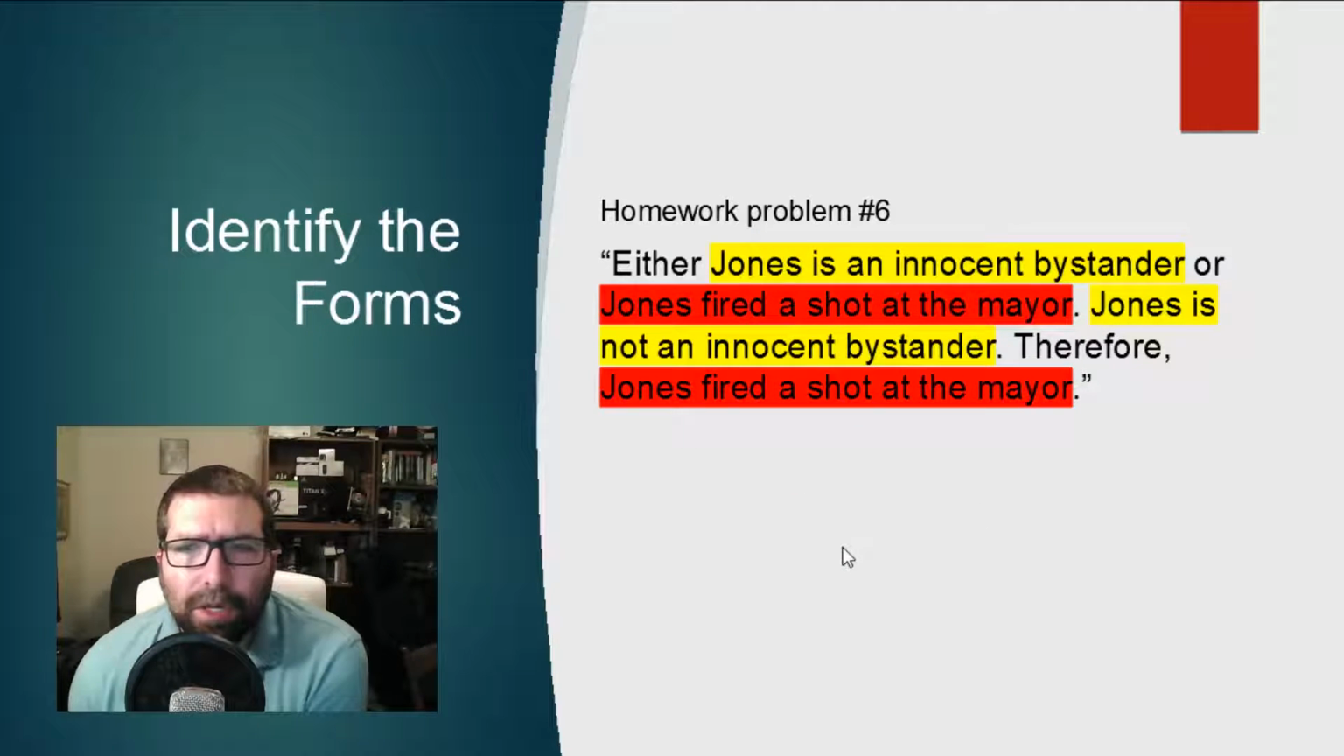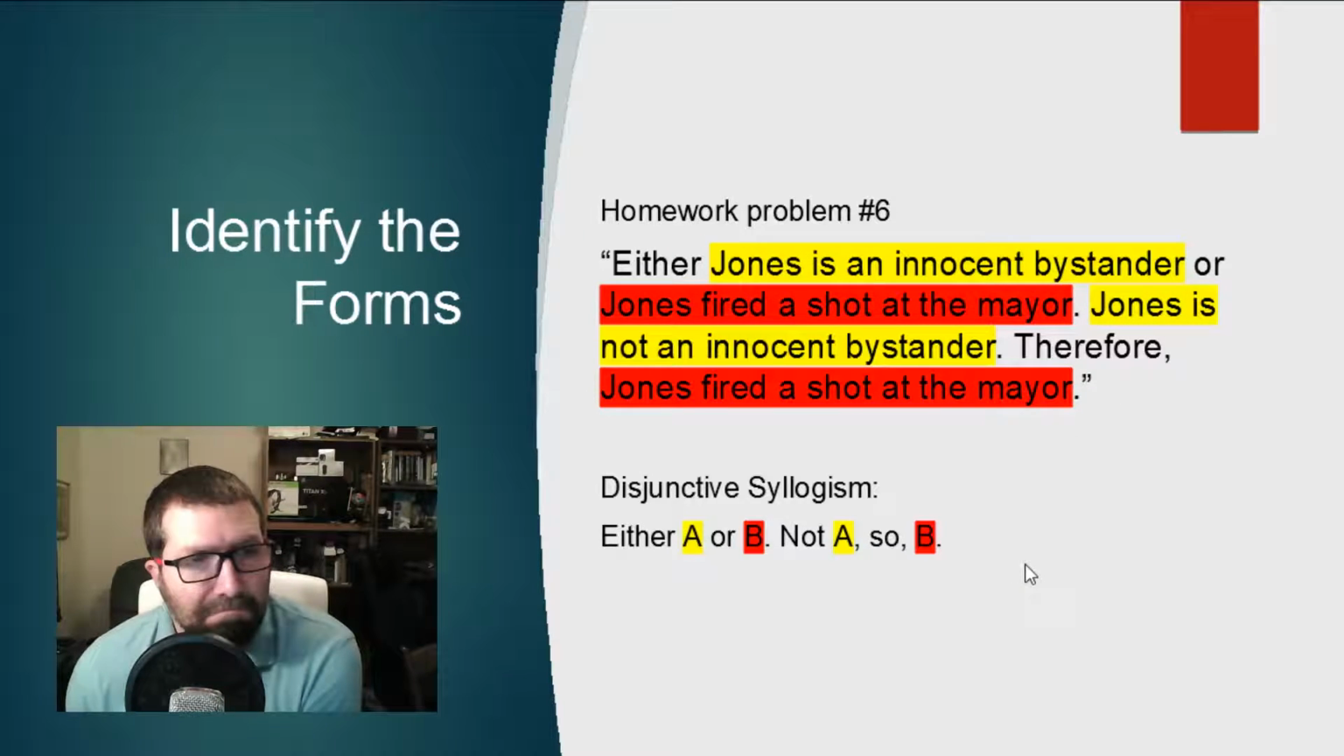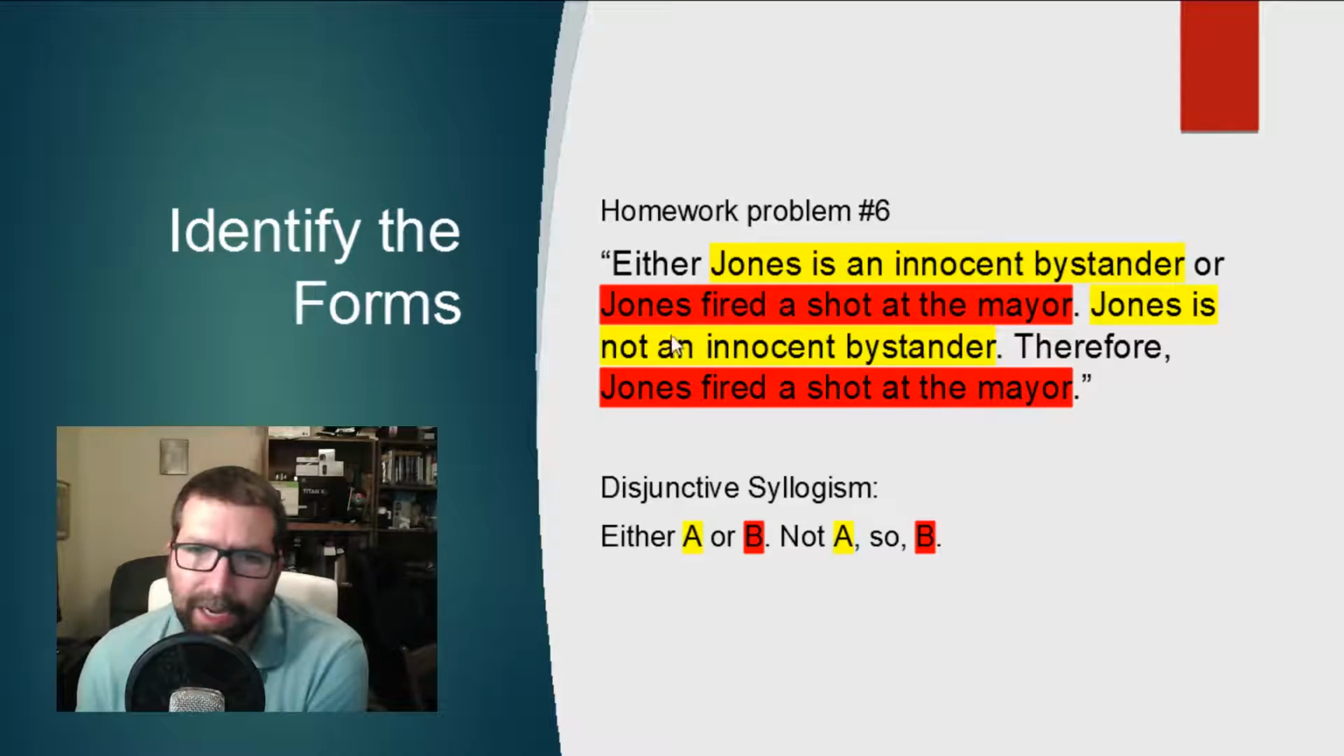Okay, so now it looks like we've got a structure here. We've got either, we'll say, A or B. It looks like A is not true, right? Jones is not innocent. So not A, therefore B. Or we could pick any letters we wanted to. So here you go: either A or B, not A, therefore B. Not too bad. Now, obviously, when you're filling out the homework, you won't need to highlight it. I'm just doing that so you can visually see what's going on.